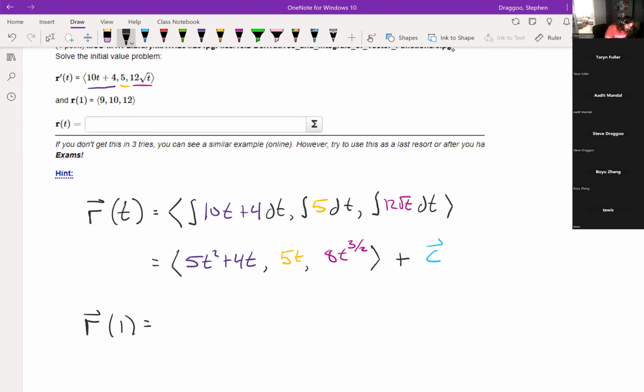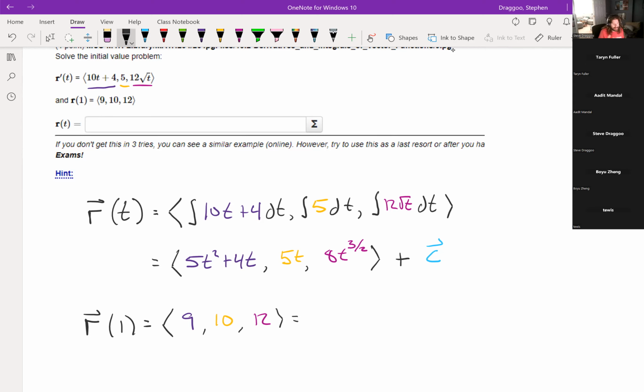So r of 1, we know that it's equal to 9, 10, 12. Write that in, 9, 10, and 12, plus that C vector, C1, C2, C3. Wait, nope, getting ahead of myself. That is our initial condition. That's the point that is on our vector function R.